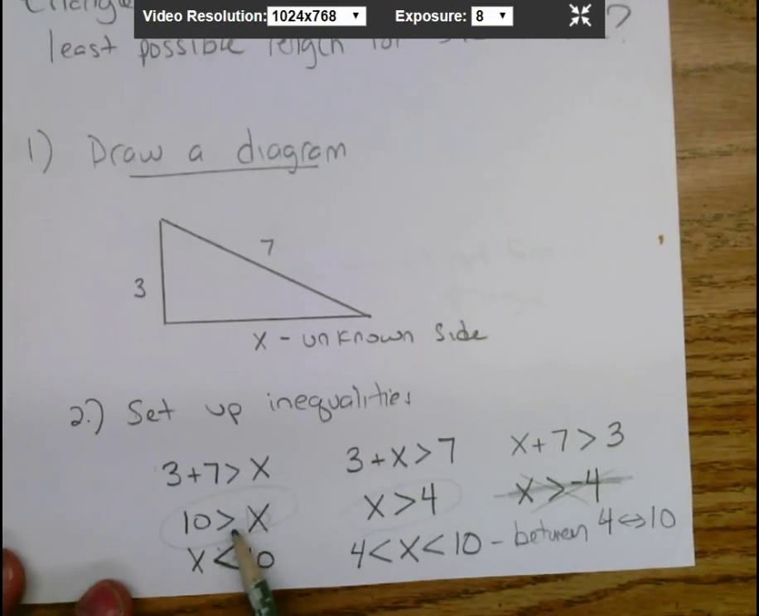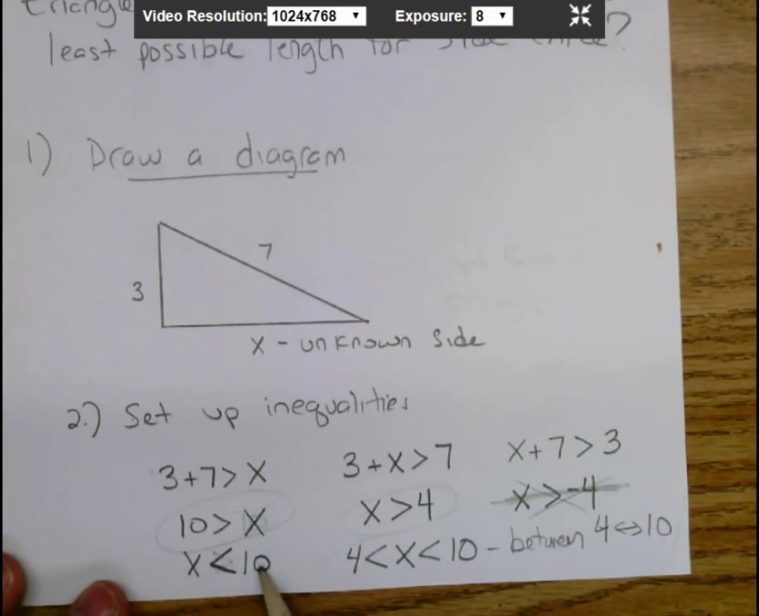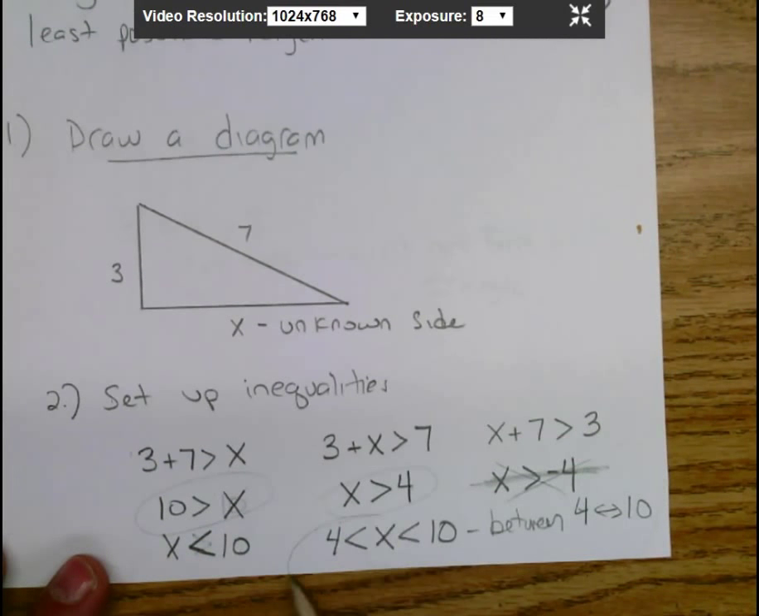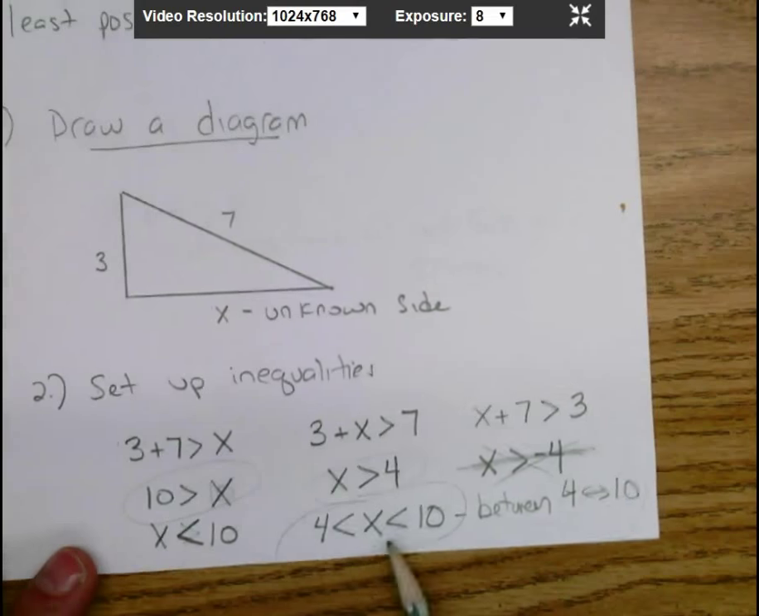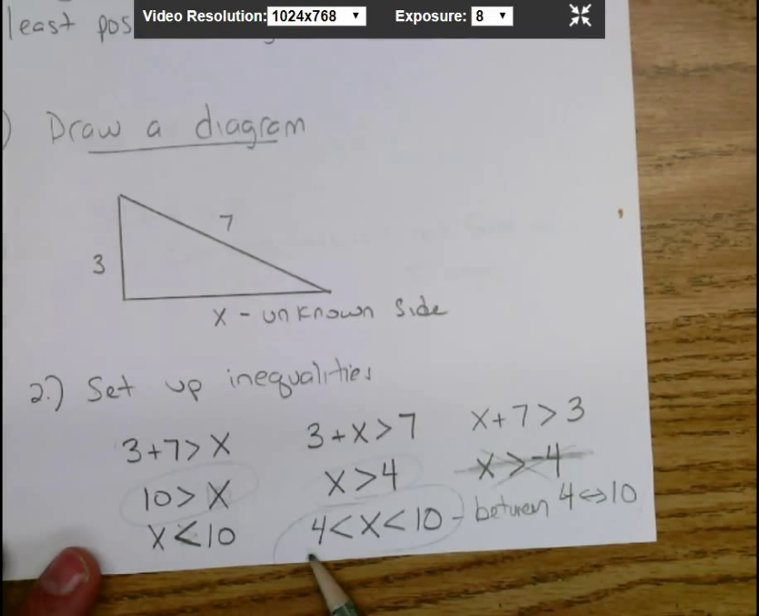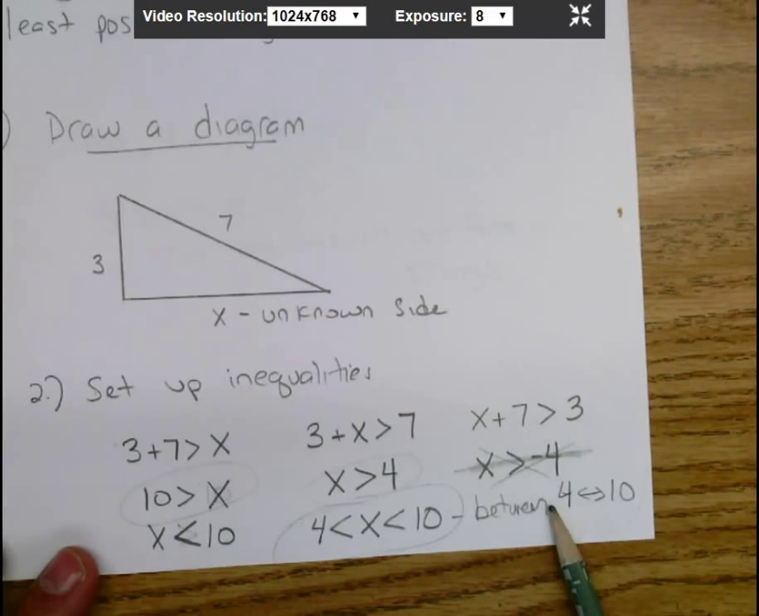So then we take these ones, so we know that x is less than 10 and x is greater than 4. We can then take that and put that into a compound inequality, and we say 4 is less than x and x is less than 10. So it's a range. The length of this side, if we have 3 and 7, is anywhere between 4 and 10. That's the length, the range.